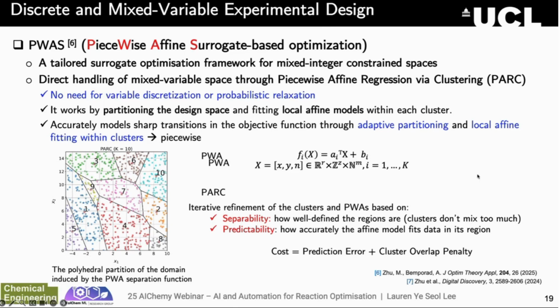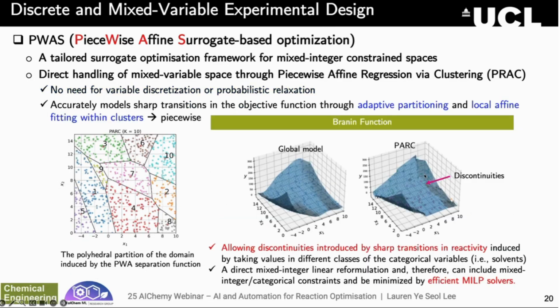I think she's in the audience today. And this concept allows us to model sharp transitions in reactivity with solvent structures that global models often smooth over. And because it is a direct mixed-integer linear reformulation, we can also use off-the-shelf MILP, mixed-integer linear programming solvers, and also handle mixed-integer nonlinear constraints directly.